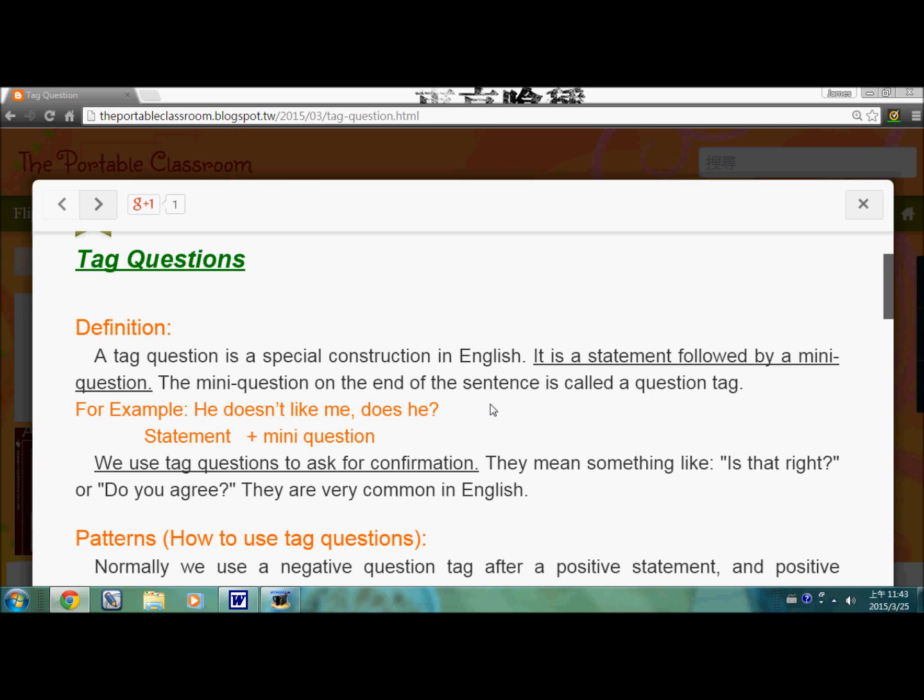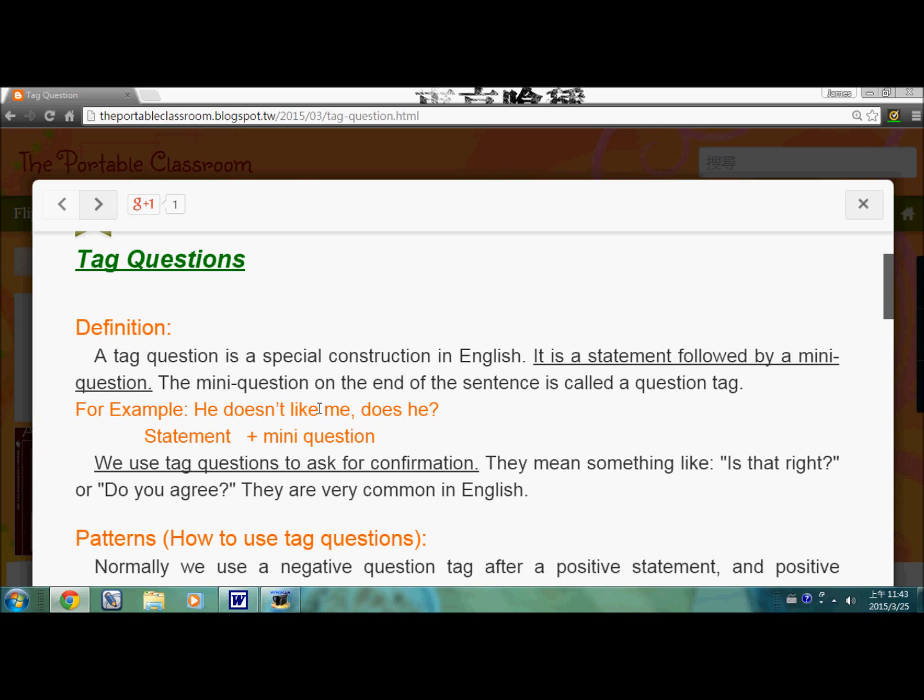Verb tenses: tag questions. Today we are going to talk about tag questions. What is a tag question? A tag question is a special construction in English. It is a statement followed by a mini question. You can see that, a statement followed by a mini question.